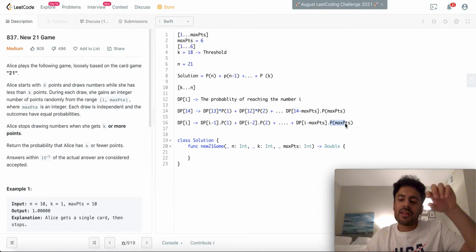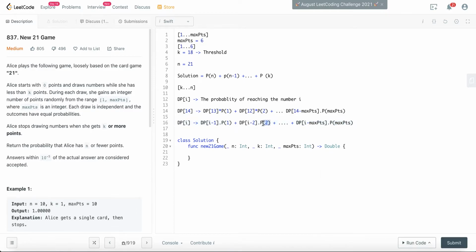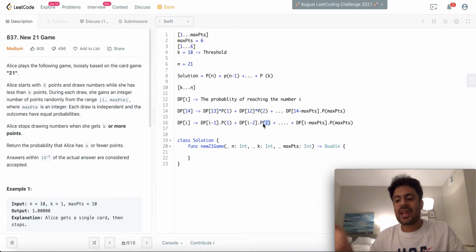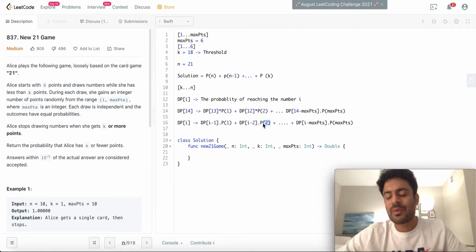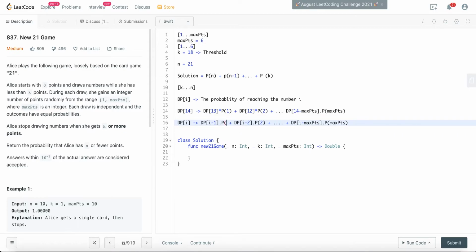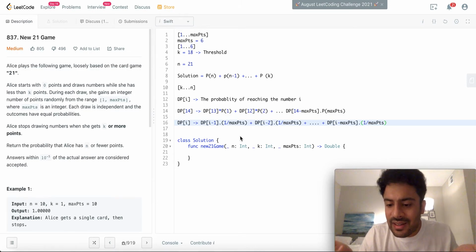Probability is defined as favorable events upon total events. The total events is max points, because you can draw max points number of points, and one is the possibility of drawing that one number of interest, like the probability of drawing two is one out of those max points numbers. I hope this is clear. If you know basic probability, this should be clear. So this is 1 upon max points. And this is basically a recurrence relation.